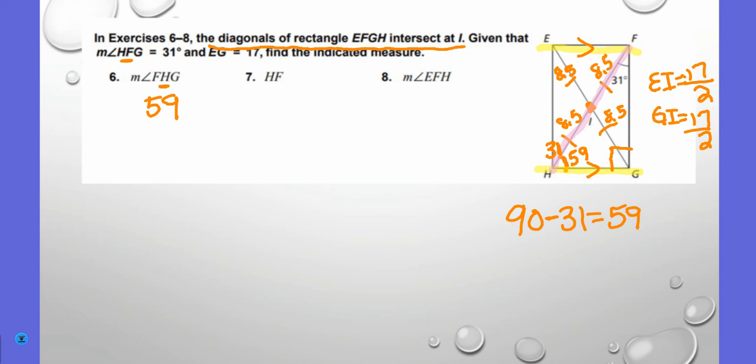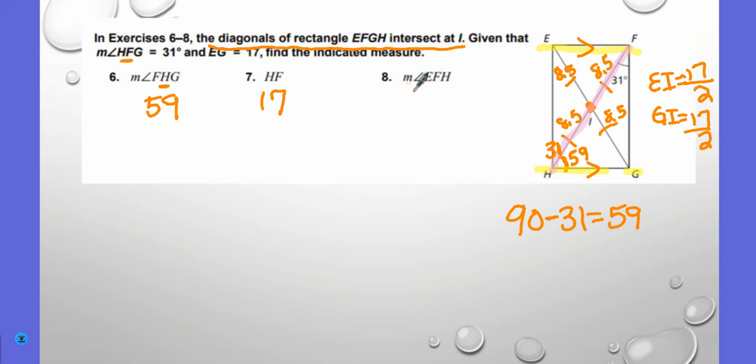All right. And I'm going to erase this right angle right here, so I can keep it as neat as possible. Now it says find HF. Here is H, here is F. Well, we know these diagonals are going to be the same length and they get cut at the same point. So we know this is 17, because if EG is 17, so is FH.